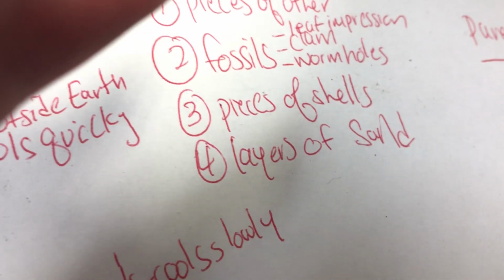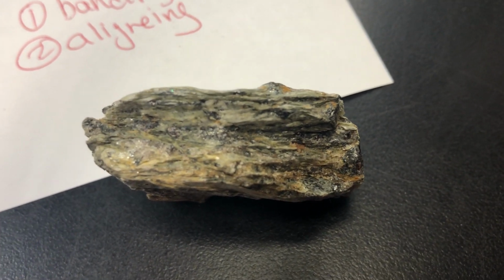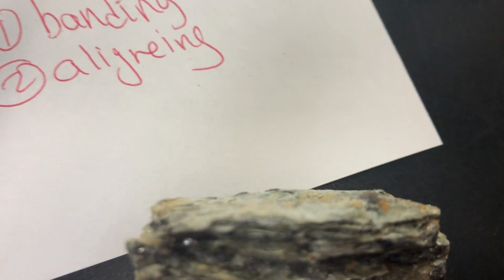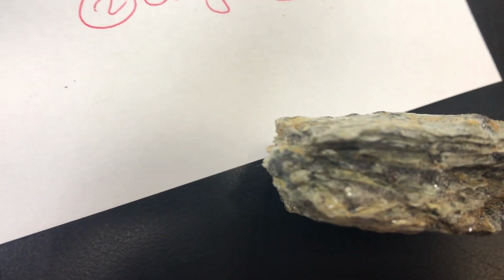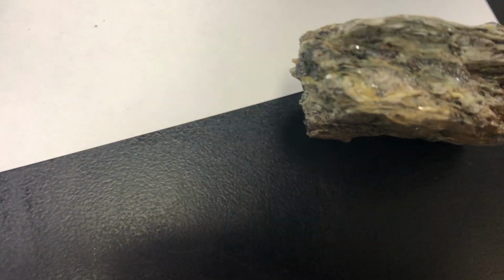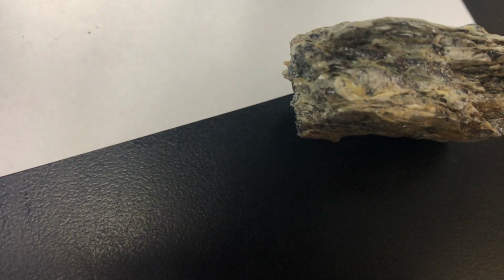Another example is schist. Again, you could kind of see that mineral alignment in that one. That used to be shale. Do I have some shale? No, it doesn't look like I have that.